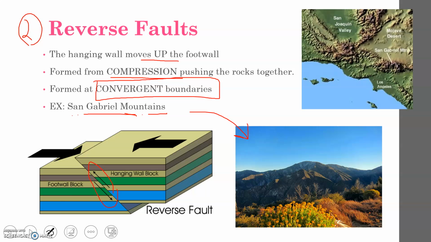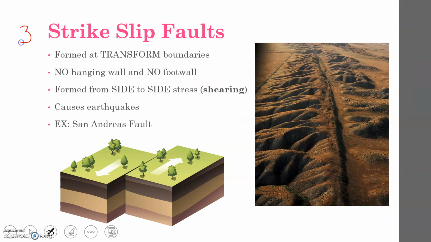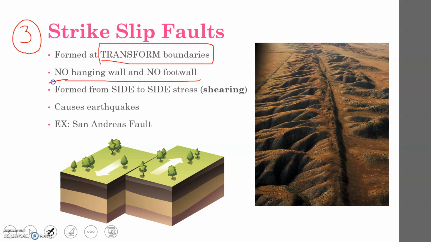The third type of fault is a strike-slip fault, and it does not have that. This is going to be formed at transform boundaries, and there is no hanging wall and no footwall, okay? It's because it's just side to side. Great way to remember it: strike-slip equals side to side motion or shearing. And big one, this one causes earthquakes.